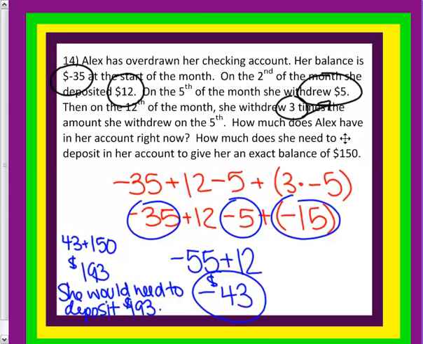She wants her bank balance to be $150. So if I add 43 to that, so if I put in $43, my bank account would be 0. Add 150 more, I would need to deposit $193.